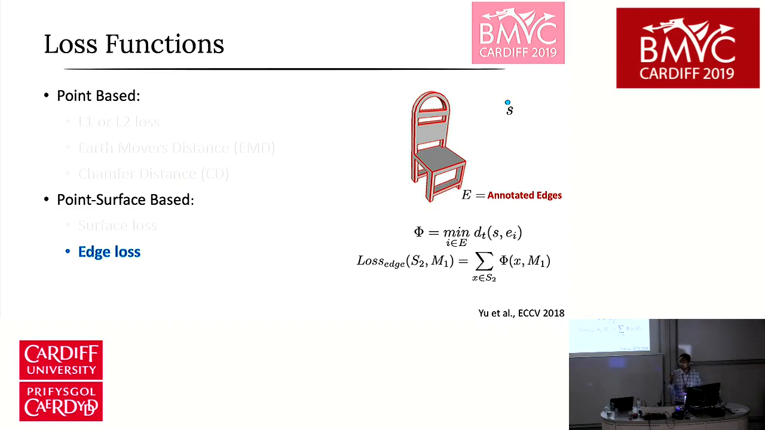Edge loss is similar to surface loss, but instead of point-to-triangle, it minimizes the point-to-edge distance. However, as you can imagine, one needs to first manually annotate all these edges before computing this loss function.